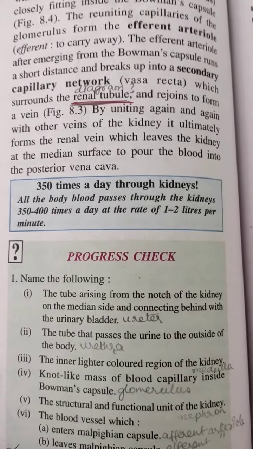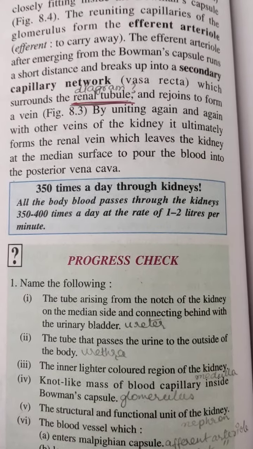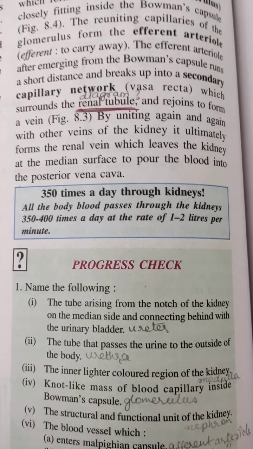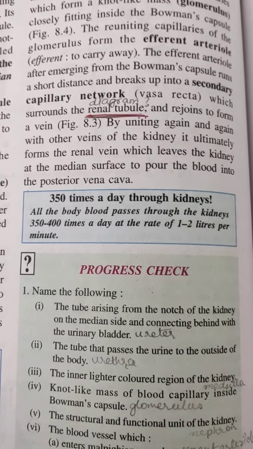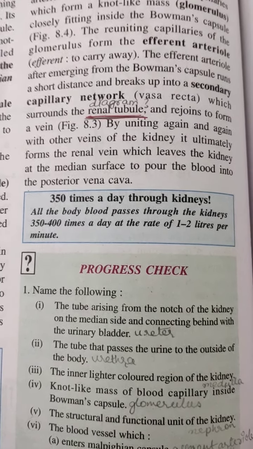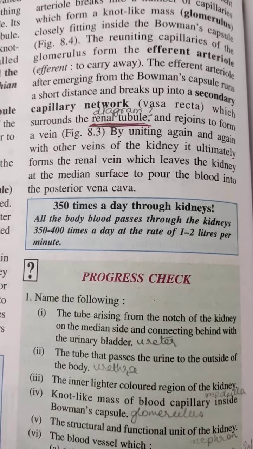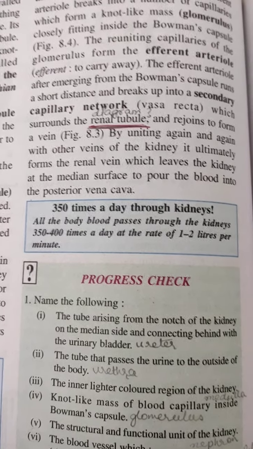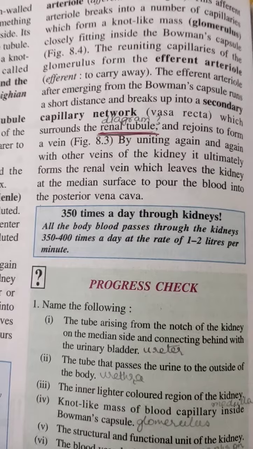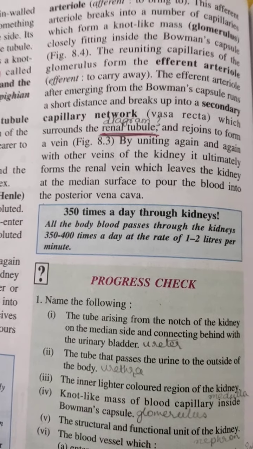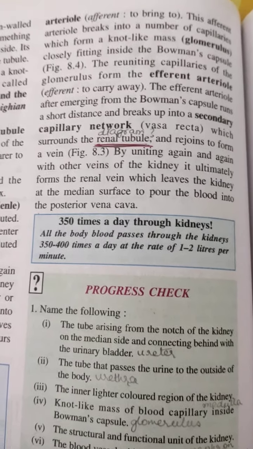By uniting again and again with other veins of the kidney, it ultimately forms the renal vein, which leaves the kidney at the median surface to pour the blood into the posterior vena cava. So, it reunites again and again to form the vein of the kidney, which is known as renal vein. The renal artery is entering the kidney, and the renal vein leaves the kidney.